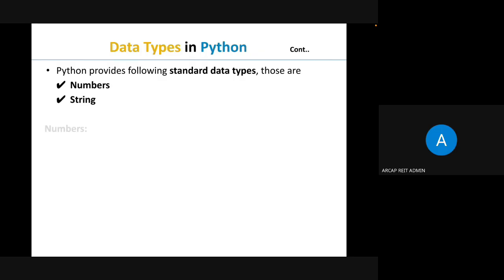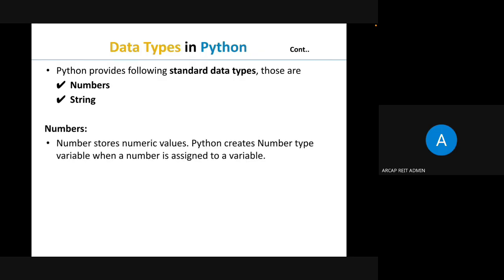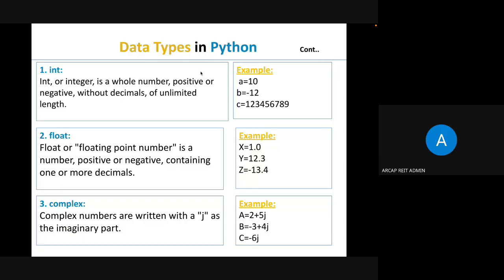Those are numbers, string. Okay. So number stores the numerical value. Python creates a number type variable when a number is assigned to any variable. And there are three numeric types in Python, that is int, float, and complex. Like coming to the int, like 10, 12, minus 12, all these are int, right? So int or integer is a whole number, positive or negative, without decimals, of unlimited length.